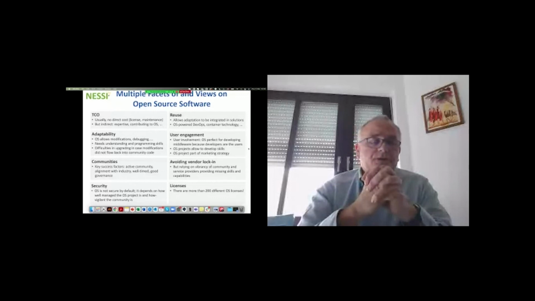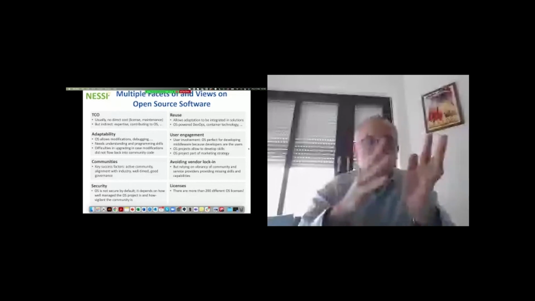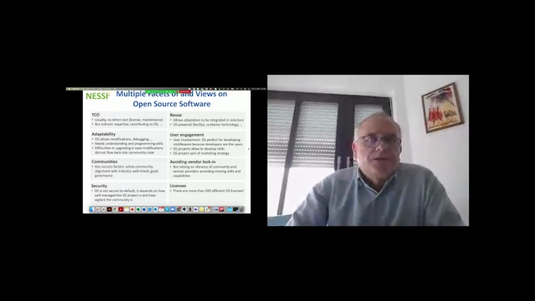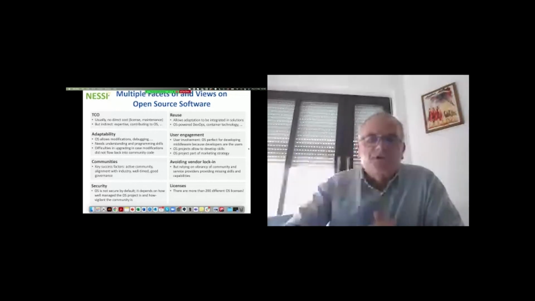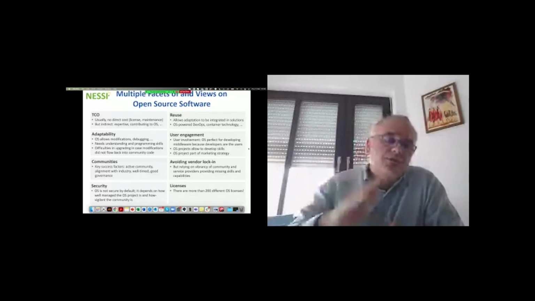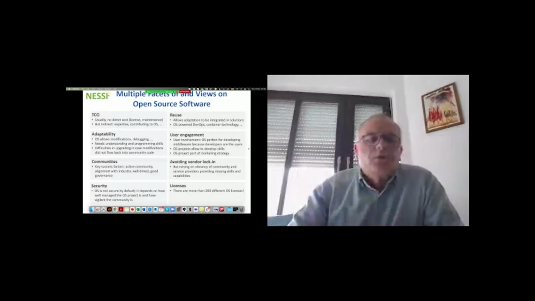Security is an area where people have quite different views. On the one side, it is said that open source has a higher level of security because you have access to the source code and you have this transparency. But on the other side, we all know some vulnerabilities in open source software. A famous one is Heartbleed, which was undetected for, I think, one or two years or so.